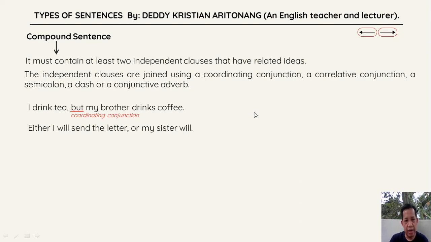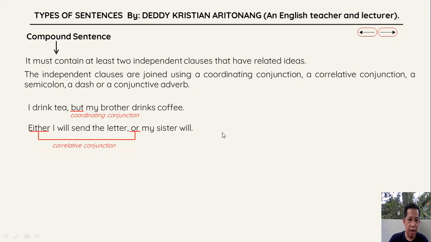Either I will send the letter or my sister will. As you see, there are two independent clauses in this sentence: I will send the letter, and my sister will. You don't have to write "my sister will send the letter" because it's already understandable here. It's called ellipsis. You omit some parts of a sentence. In one sentence, you can remove several parts because they are understandable.